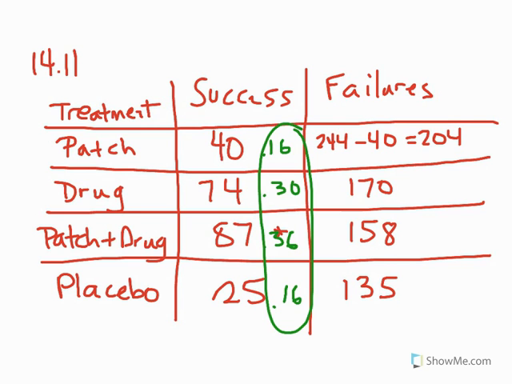Part C asks us to make a graph. So what kind of graph could we make? Well, an obvious one could be a bar graph in this case. We're not going to take the time to make that, but we certainly could, probably with the proportions, to show how the highest bar here would be the patch plus the drug when showing successes.